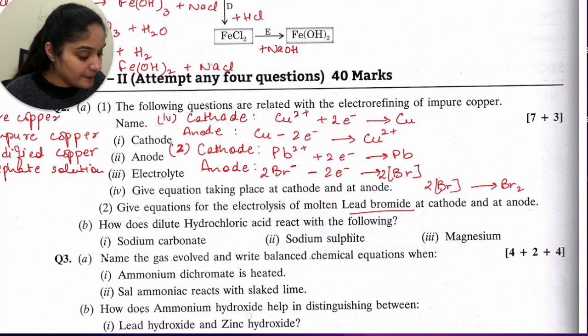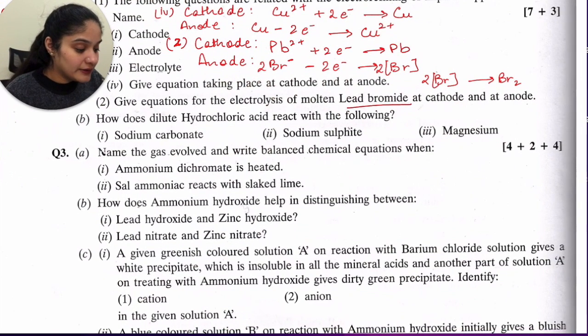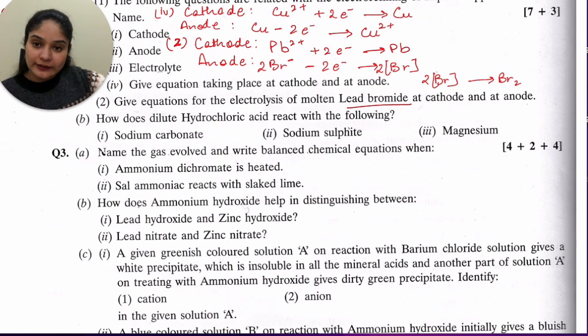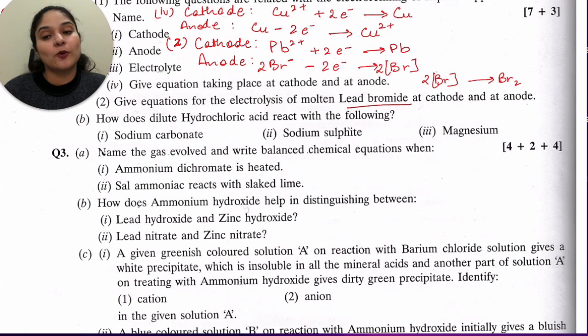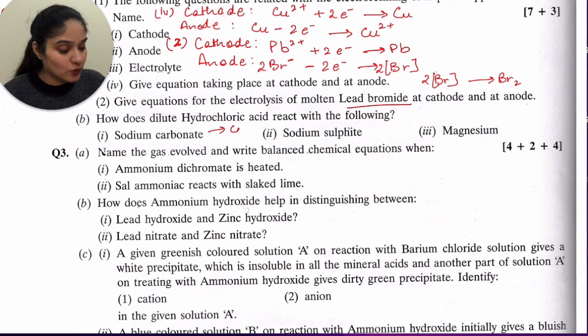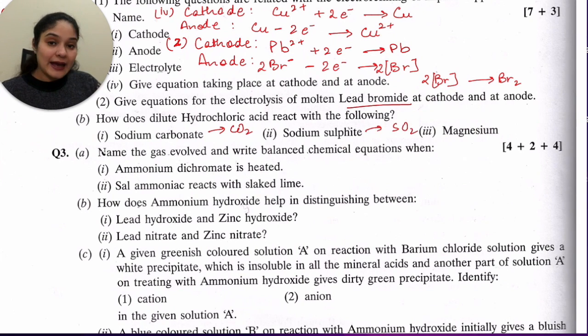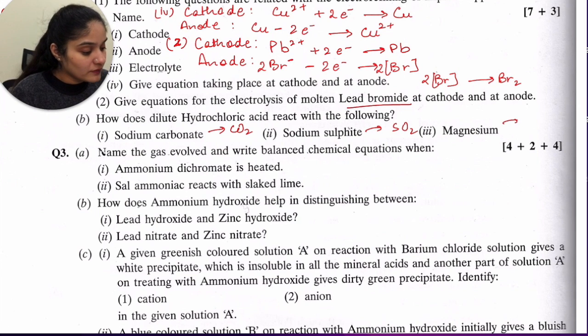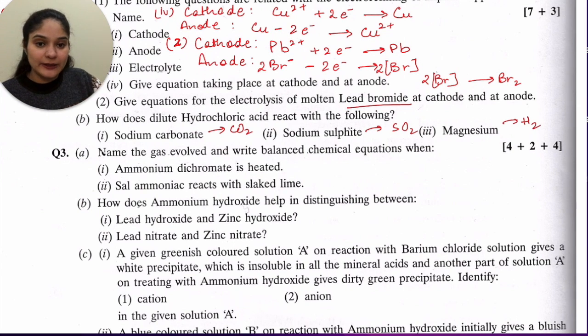Then question B. How does HCl react with the following: sodium carbonate, sodium sulfite, and magnesium? When you look at the question, the first thing you should recall is the properties of HCl. If you have sodium carbonate, your output gas should be CO2. When you have sodium sulfite, your output gas should be SO2. And when HCl reacts with any metal, for example magnesium, your output gas would be hydrogen. Once you have these in place, you can go ahead and write the equations without making any mistake.